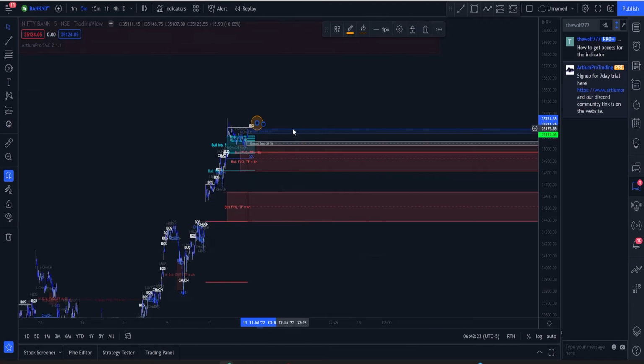Same thing if we do start going to the downside and you're going to take a short, you're going to be putting your stop above this buy side liquidity.